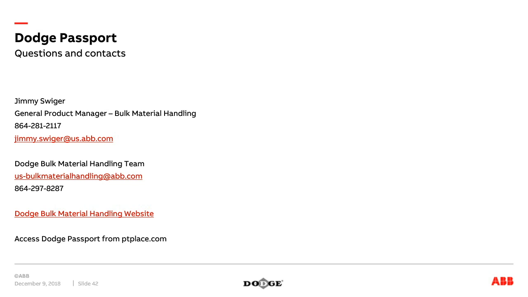if I wanted a more detailed discussion regarding Dodge Passport and the bulk material handling team, who would I contact? Well, thank you, Molly. Yeah, I think that the best place to start is either myself or the email address you see under the bulk material handling team on the screen. So my personal email address is there. Feel free to contact me, or the us-bulkmaterialhandling@abb.com. Either one of those is perfectly fine.